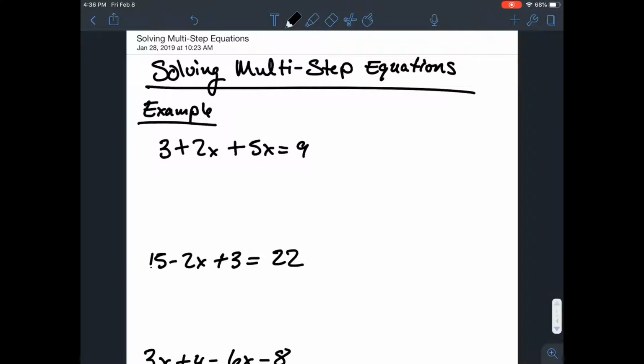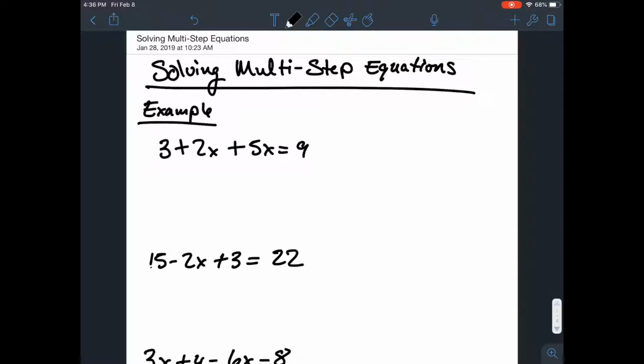Now, when you solve a multi-step equation, it's more than 2 steps. Sometimes it might be 3, sometimes it might be 4, depending on what you're given. The list of examples I'm going to go through isn't a complete list of all the multi-step equations you're going to see, but these are pretty much the basics of what you're going to see in Algebra 1.